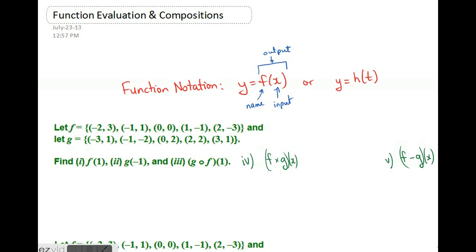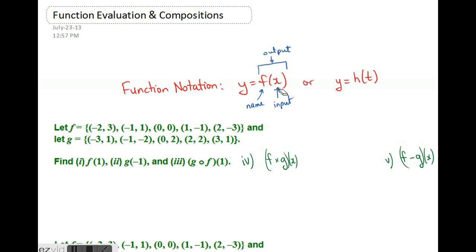Of function evaluation and compositions. First of all, let's talk about function notation very briefly. Instead of writing down an output, we are more specific now of writing function notation. F at x, or f of x, is actually function notation that replaces the output y.